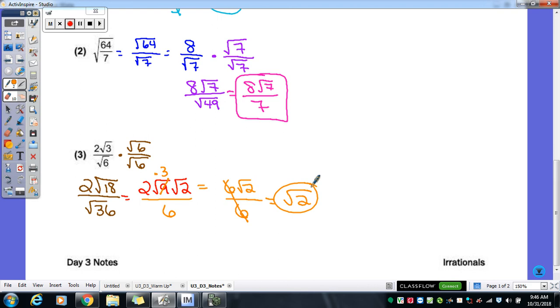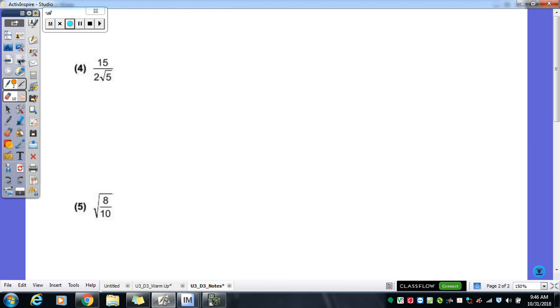All right, let's try a few more on the back. So number 4, we got 15 over 2 radical 5. But as I said on the front, we only have to multiply by the what? By the radical. So even though there is a 2 there, we still just multiply top and bottom by the radical, so still just by radical 5. So I get 15 radical 5 over 2 radical 25, because I still follow my multiplication rules. 5 times 5 gives me 25, which the square root of 25 is 5.